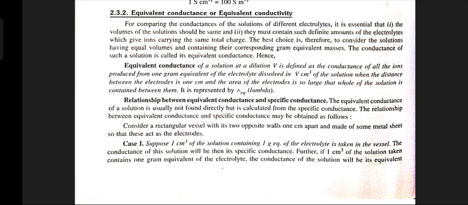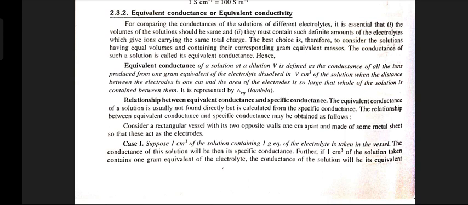Hence, the equivalent conductance of a solution at dilution V is defined as the conductance of all the ions produced from 1 gram equivalent of the electrolyte dissolved in V centimeter cube of the solution when the distance between the electrodes is 1 centimeter and the area of the electrodes is so large that the whole of the solution is contained between them. It is represented by lambda equivalent.